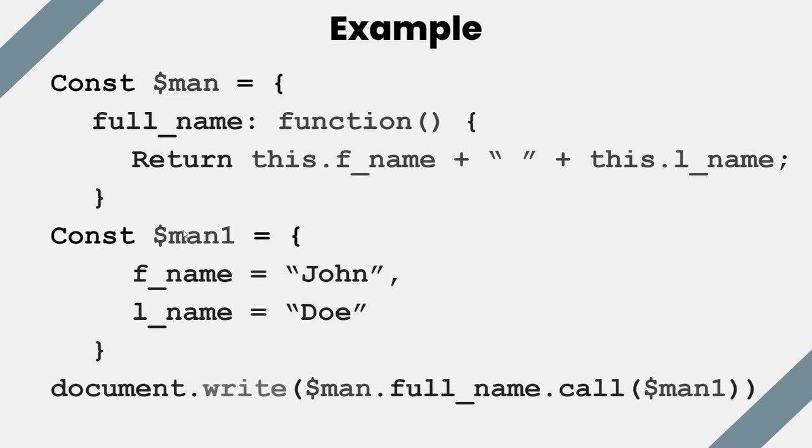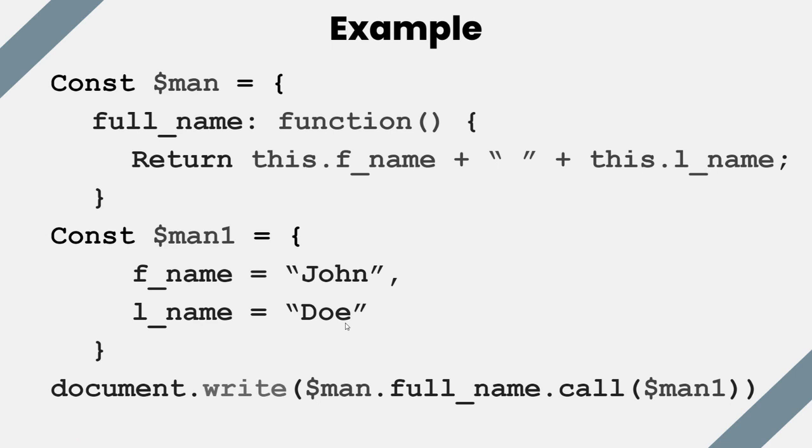So mind you, this doesn't mean that we can't have a first name and a last name. We can equally have it here. But now we are not focusing on having it within this method. We are now focusing on having them within a separate object. So within the next object we have, which is $man1, we have our first name to be John, and we have our last name, which is l_name, to be Doe. So this particular object has a first name and a last name.